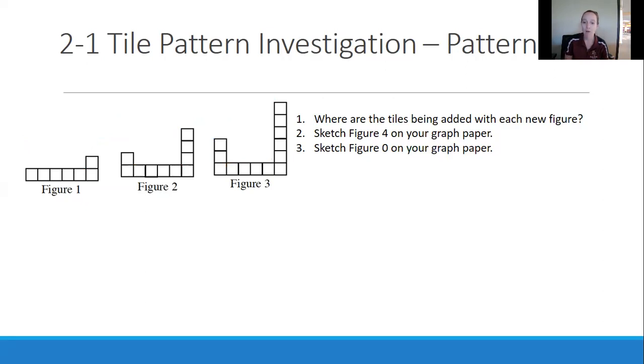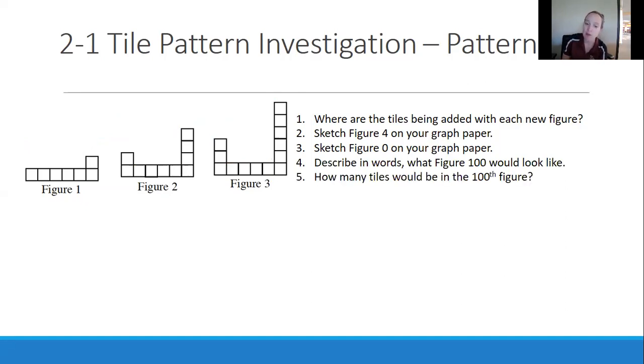Okay. I'm going to do 4 and 5 again together. So it says, how many tiles would be in figure 100? And then describe in words what that figure 100 would look like. So I'm going to think about how many tiles would be first. So right here, remember I just got done saying, here is the original 4. So figure 0 we found out was 4. So 1, 2, 3, 4, that's the original 4. And then I go 1, 2, 3, 4. There's the original 4 again.